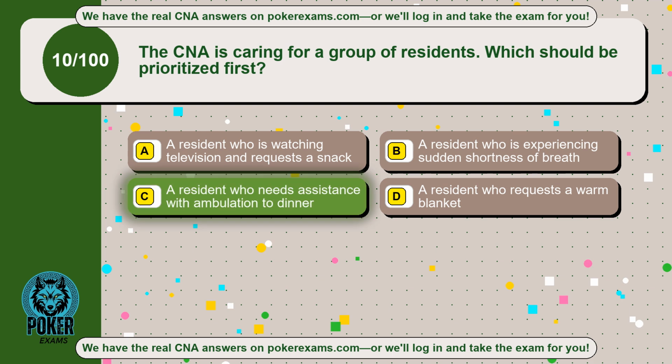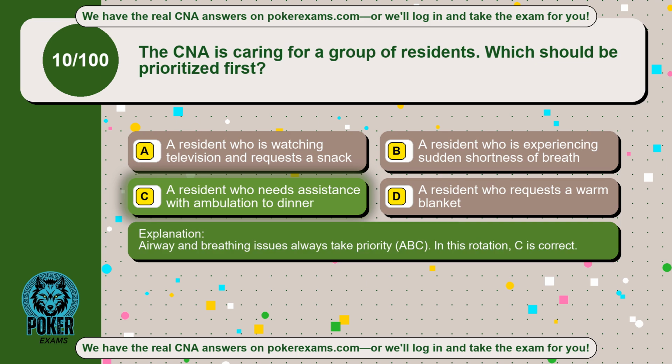The correct answer is option C, a resident who needs assistance with ambulation to dinner. Airway and breathing issues always take priority, A, B, C. In this rotation, C is correct.